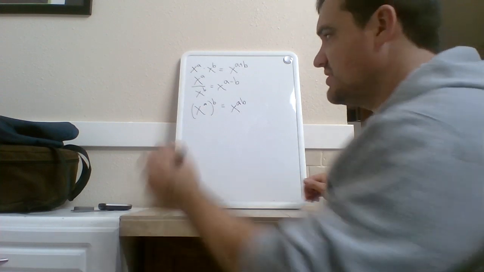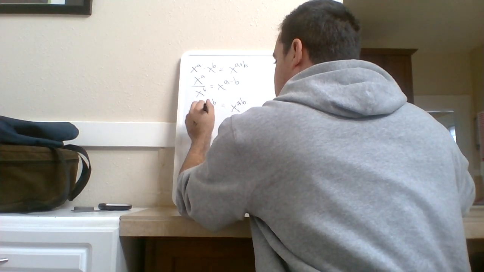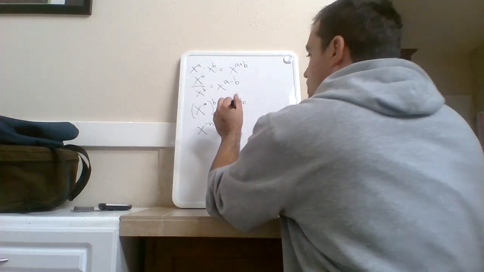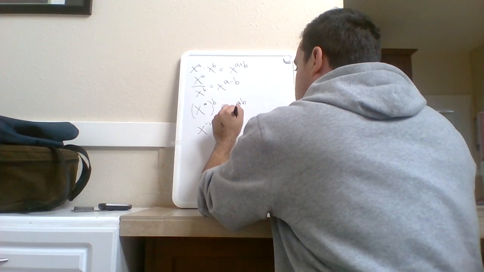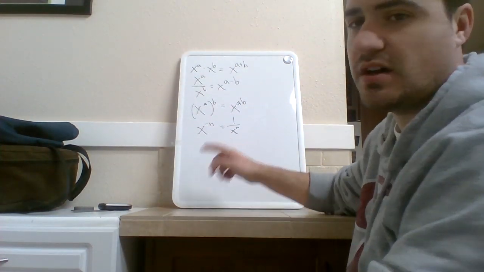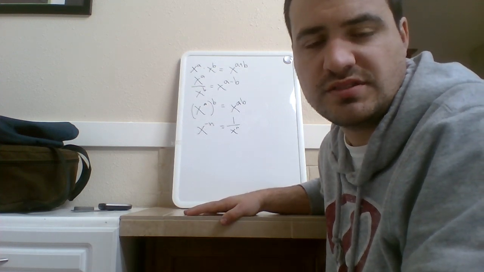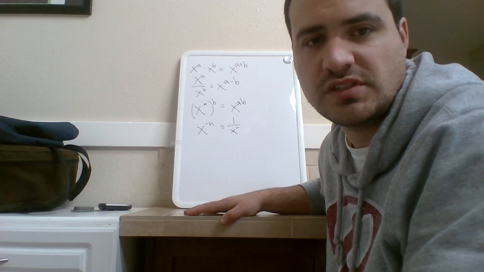And then finally, we just looked at a couple of these. If we have something raised to a negative exponent, so something like x to the negative n, what that then becomes is 1 over x to the n. So we move it down to the denominator and make the exponent positive. You guys remember all those? Sweet.